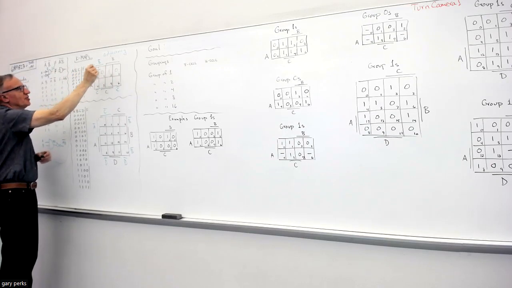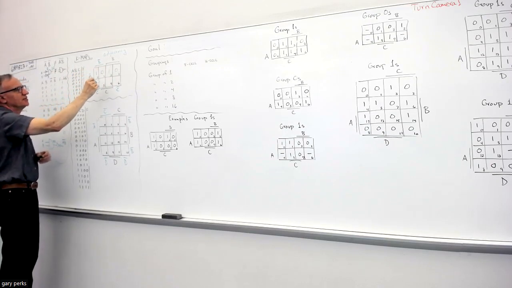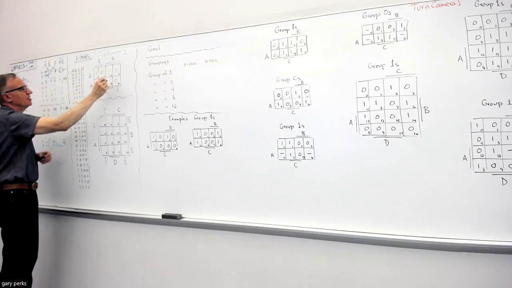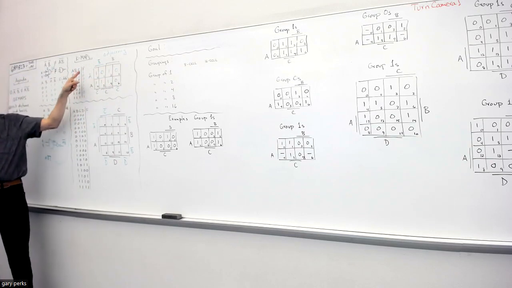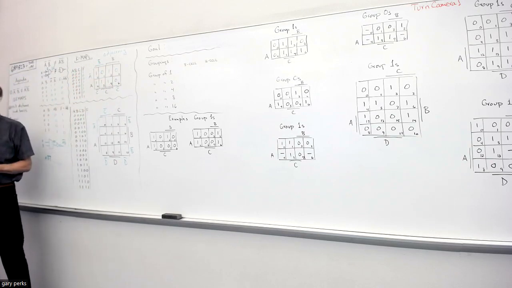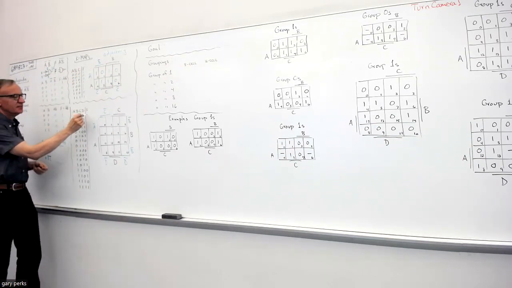be a 0. This would be a 1. This would be a 1. This would be a 1. This would be a 0. And this would be a 1. So each cell in the Karnaugh map shows the corresponding output for that input value, which is called its index. And it's the same thing for a 16 cell.